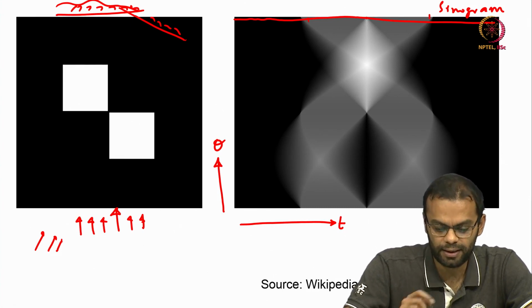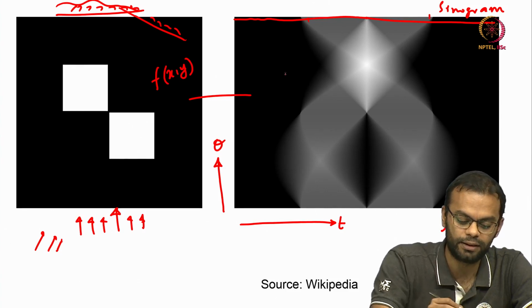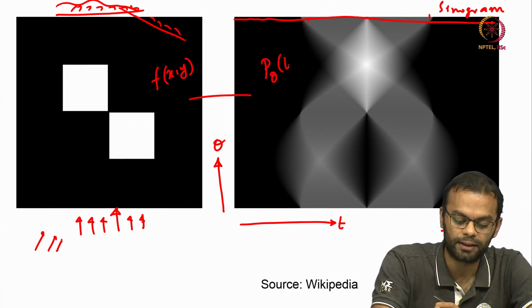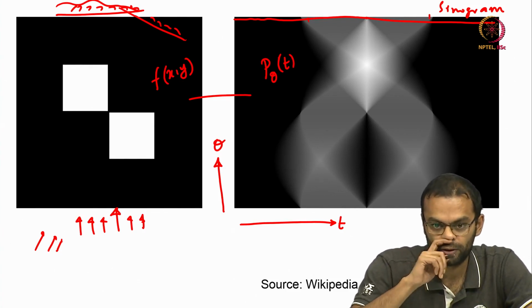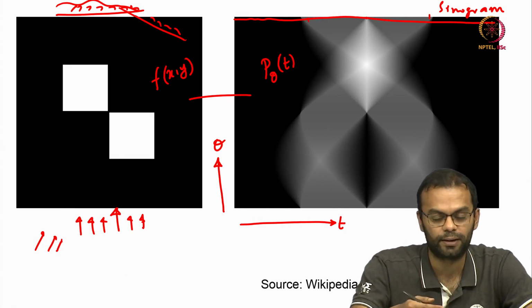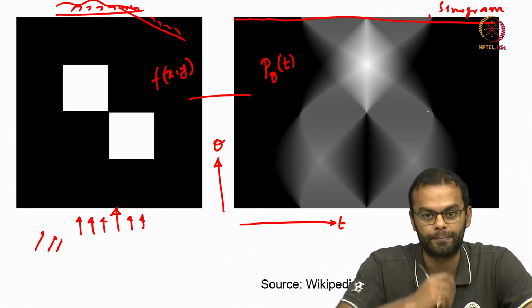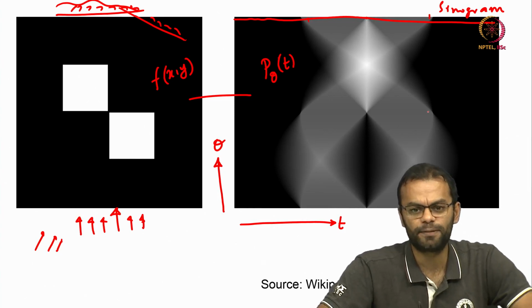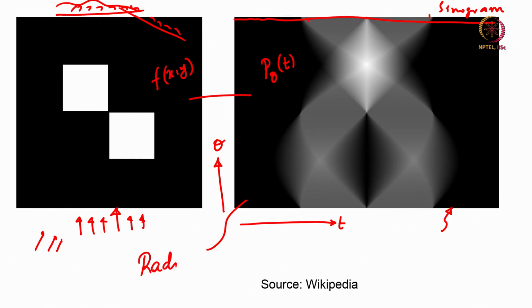So this is your f of x y representation and this is your p theta of t representation. This is a 2D representation, this is also a 2D representation, both are absolutely equivalent. If you did not know the left and you only knew the right, you can reconstruct it using the Fourier slice theorem to get the left, and if you only knew the left, you can generate the right by just evaluating these line integrals. So the right side image is the Radon transform of the left side image.